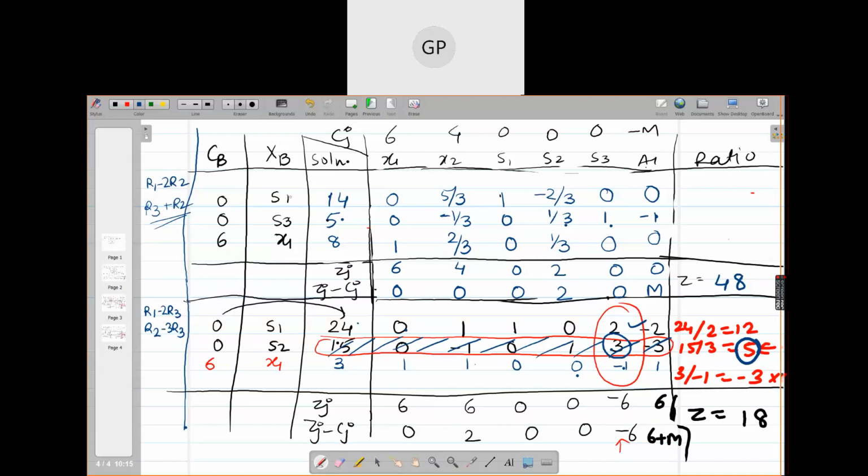कौन से वेरिएबल सॉल्यूशन के पार्ट है अभी फिलहाल? Which variables? S1. तो S1 का 0 है, ऑलरेडी आपको दिख रहा है. S3 उसका भी दिख रहा है 0. देन X1 उसका भी दिख रहा है. और कौन से वेरिएबल की वैल्यू ZJ माइनस CJ वैल्यू 0 है? X2. But do you see that X2 is part of the solution?